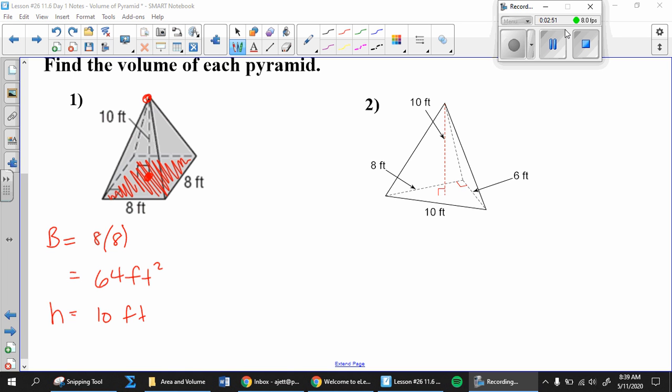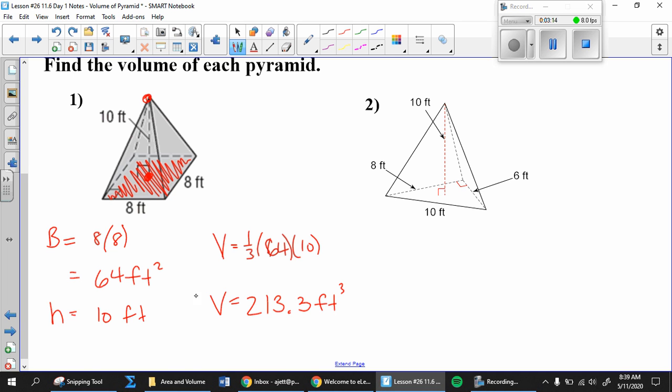So then all we have to do is take volume equals 1/3 times 64 times 10. When we get that, we get 640 times 1/3, which gives us 213.3 feet cubed. Okay, pretty straightforward. Second one, these are probably the hardest ones that we do.